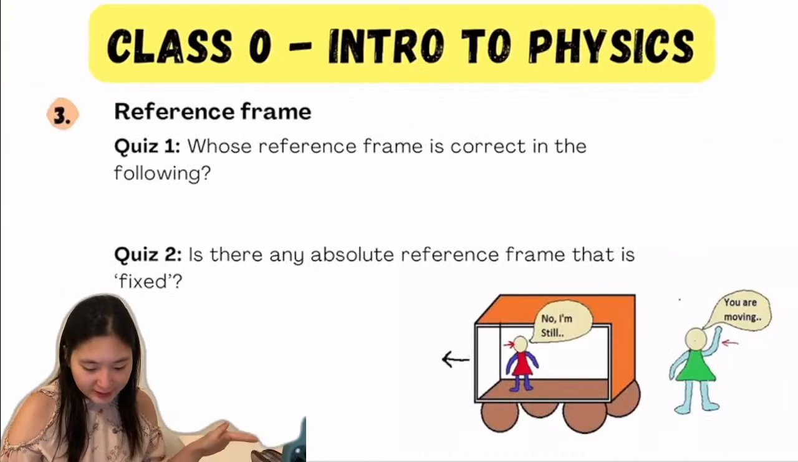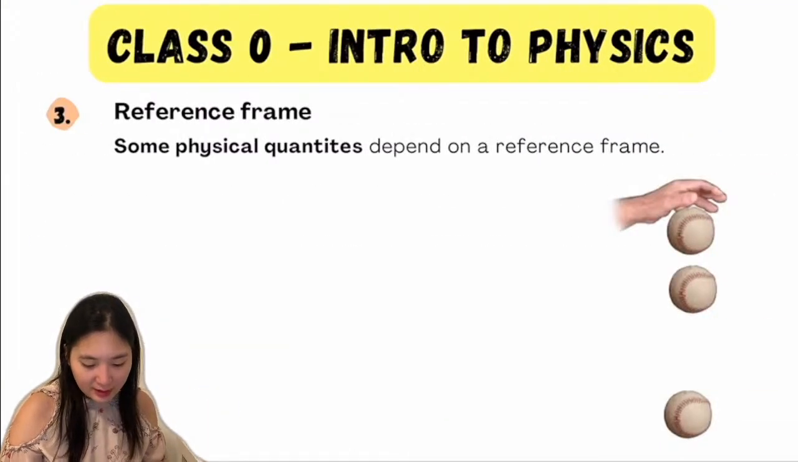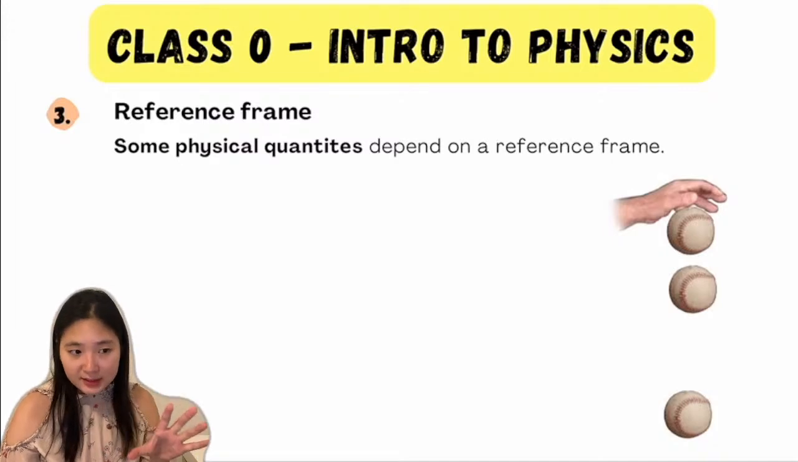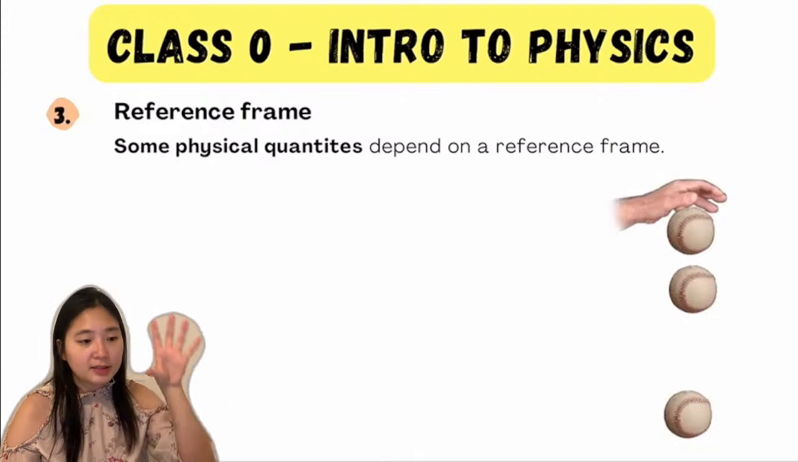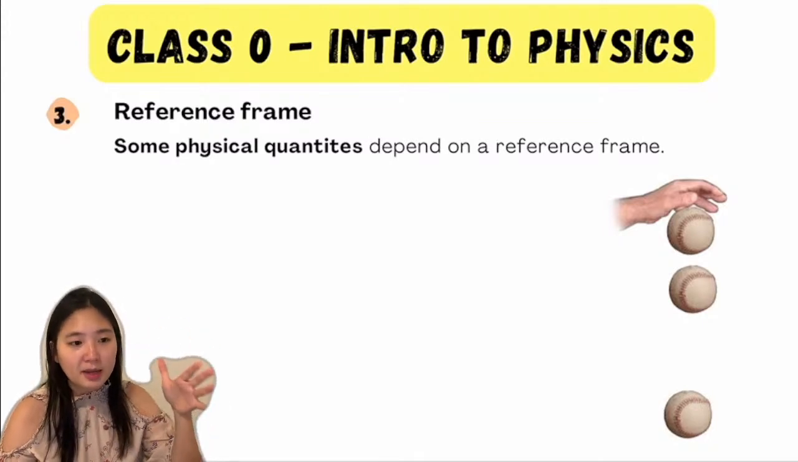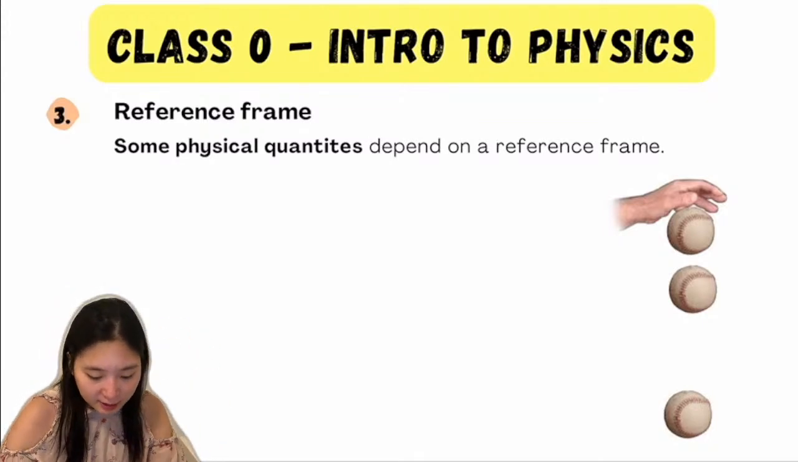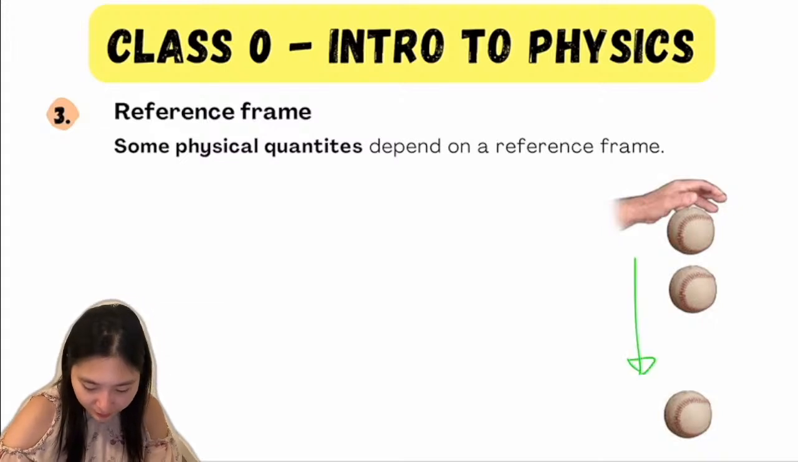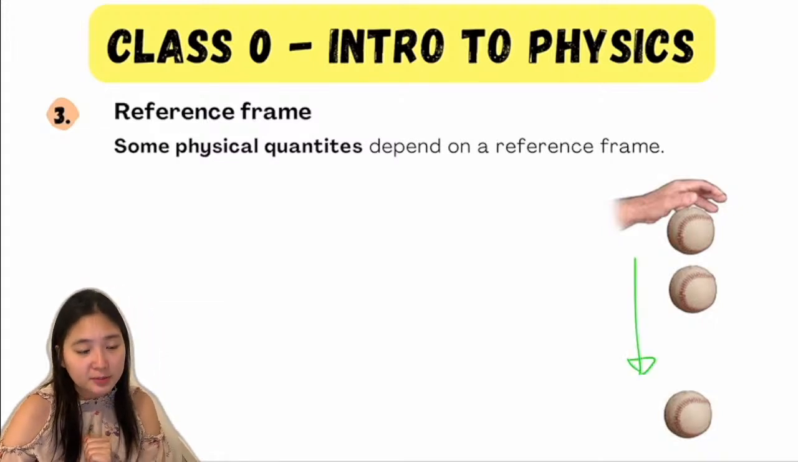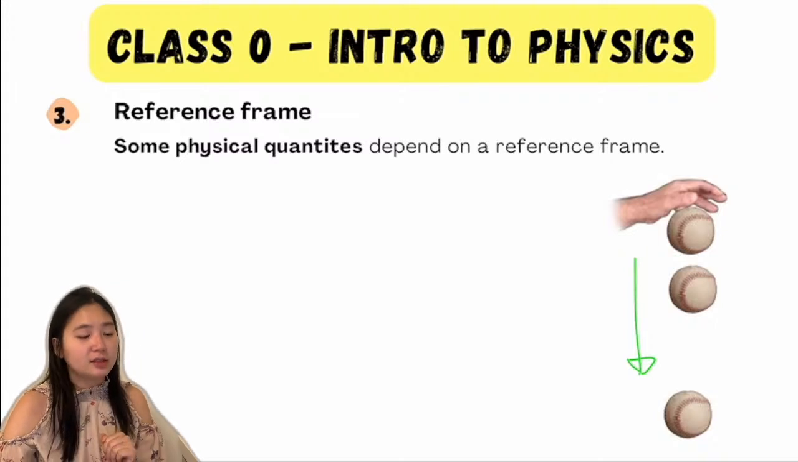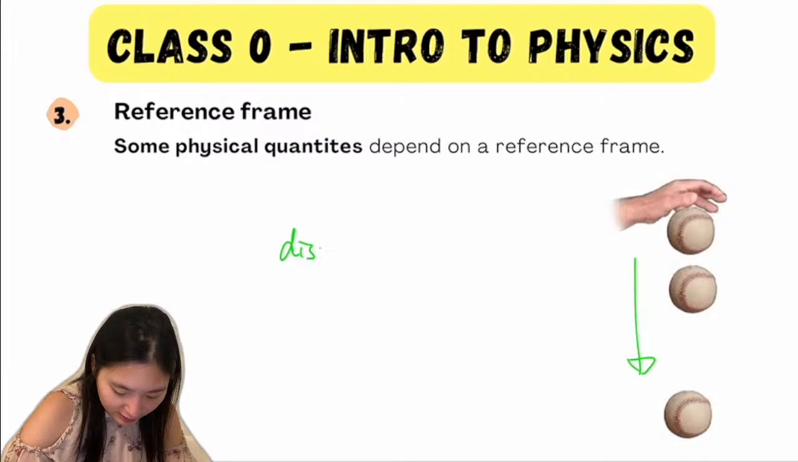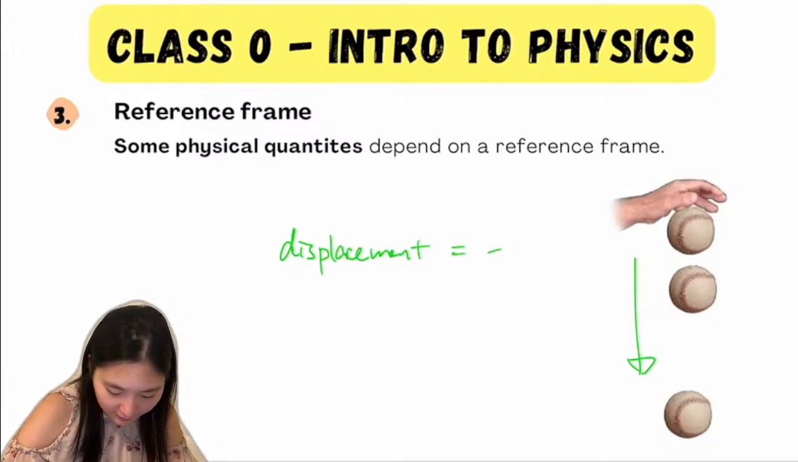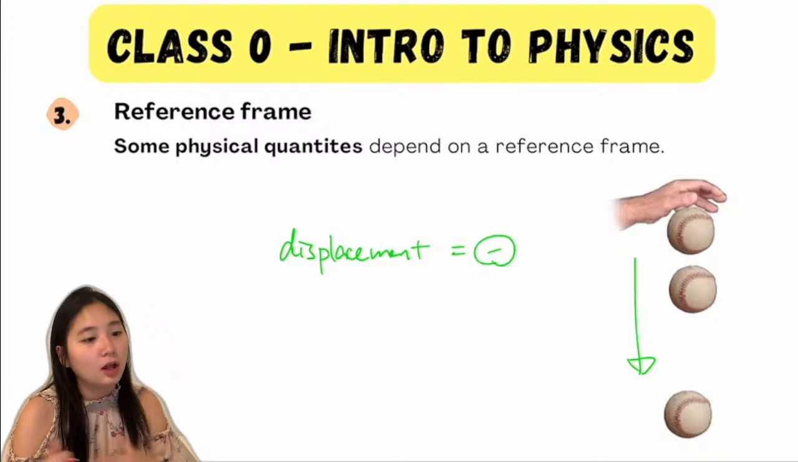So that's it for the reference frame. Let's say now I'm going to drop a baseball, so it's moving down. I claim that its displacement is negative because it has dropped from a higher altitude to a lower altitude. So I'm claiming that its displacement is a negative value. Well, is it always correct?